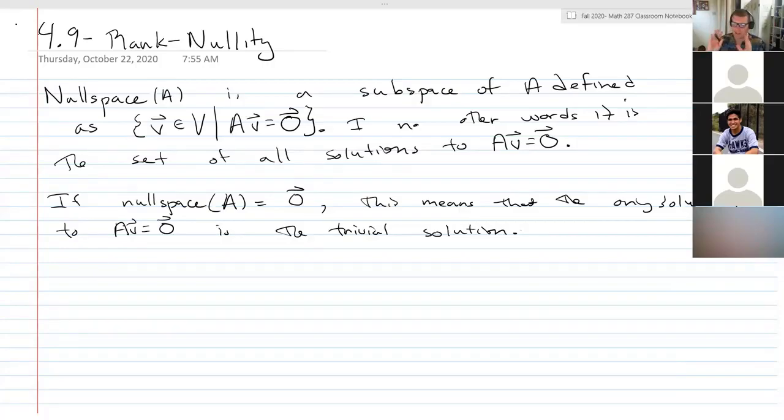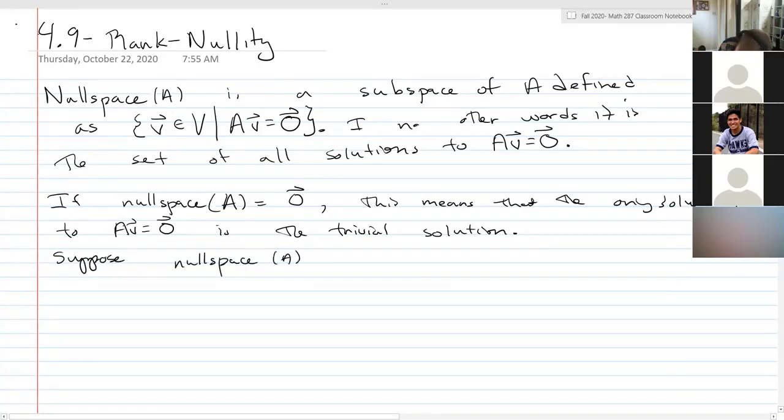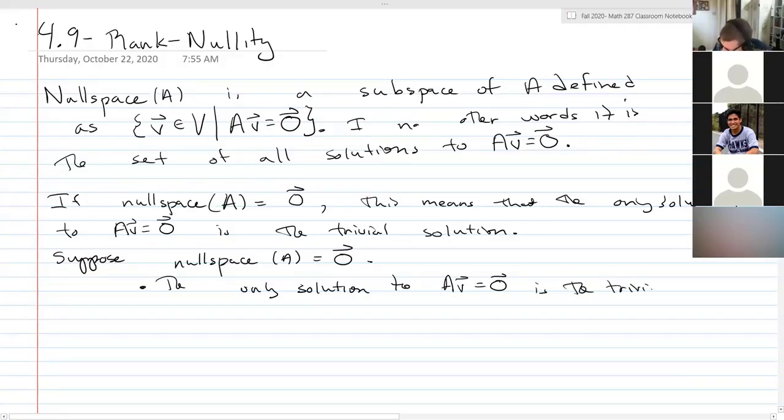Let's first think about A. Let's suppose the null space of A does equal 0. So let's say, for example, that the null space of A equals 0. Then, if that's the case, the only solution to Av equals 0 is the trivial solution.